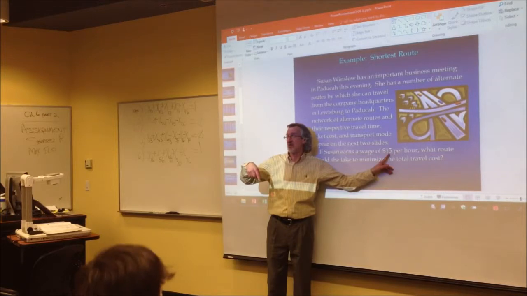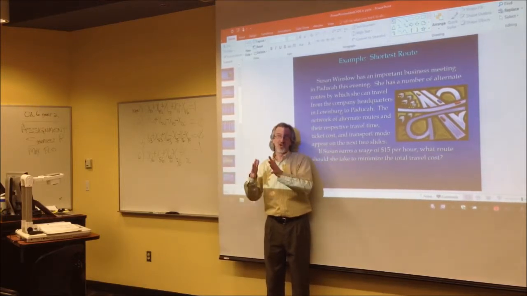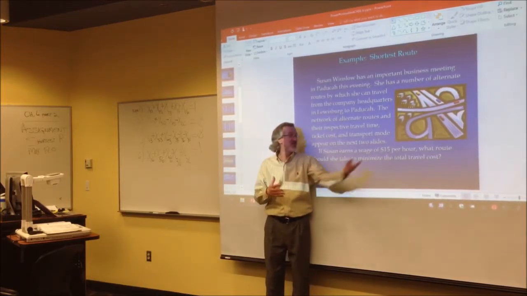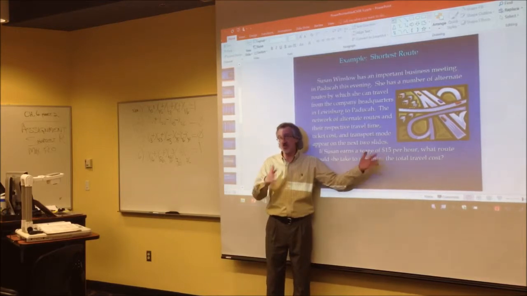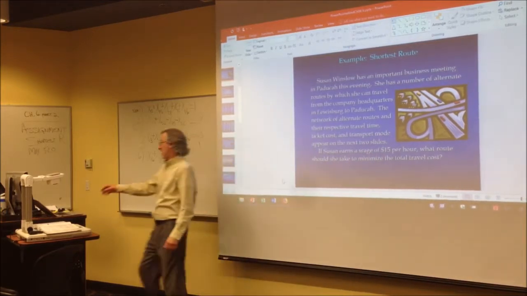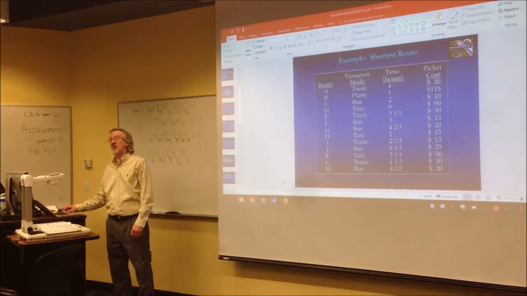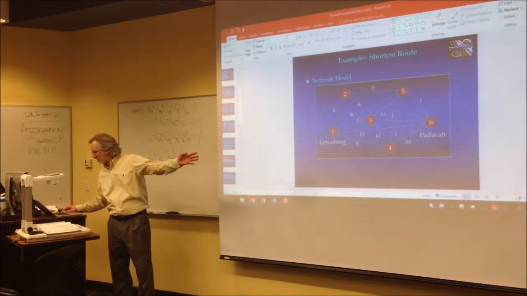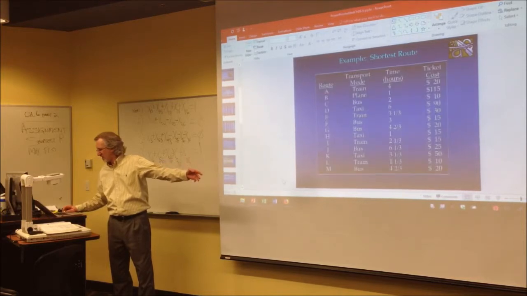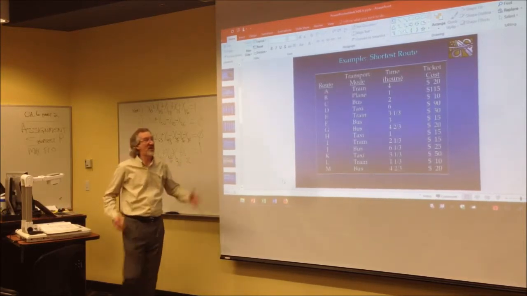So that's part of the cost. If we get her there in a short time, the transportation may be more expensive, but we're saving $15 an hour. So you've got to take that into consideration. Here is every possible route. What were the letters? A through M, it looks like on here. So there's A through M, and here is what they represent.